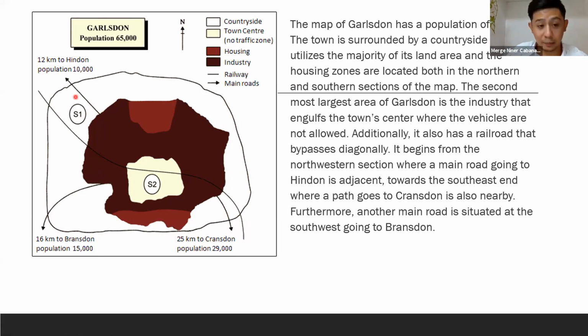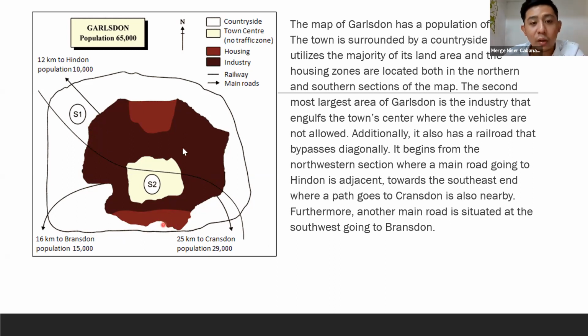Yes, because it's totally around it. That utilizes the majority of its land area. And the housing zones are located both in the northern and southern sections of the map. So here is the countryside. It is surrounding the entire structure. And this countryside uses the largest portion of the map. It utilizes the majority of the land area. Now, here's the first housing zone, and here's the second housing zone.